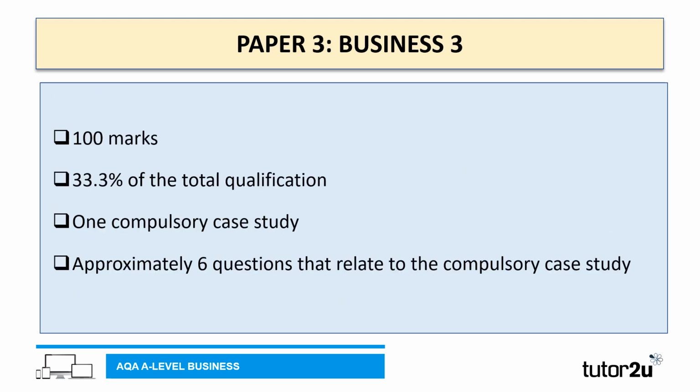And last, but by no means least, Paper 3, Business 3. Once again, 100 marks, 33.3% of the total qualification. You will be given 1 compulsory case study, and there will be around 6 questions that relate to the case study.